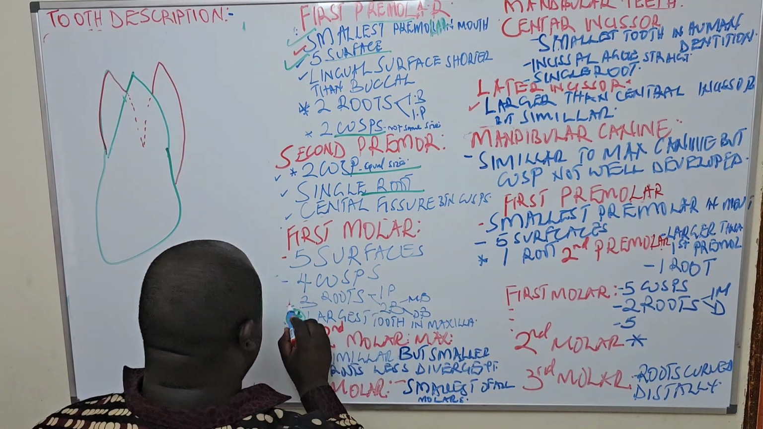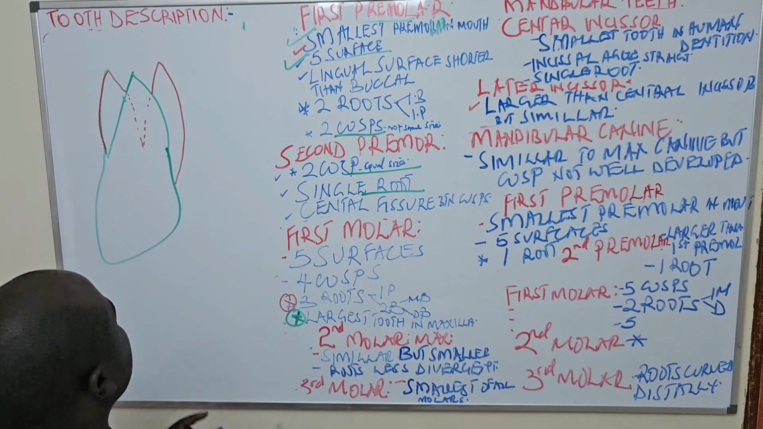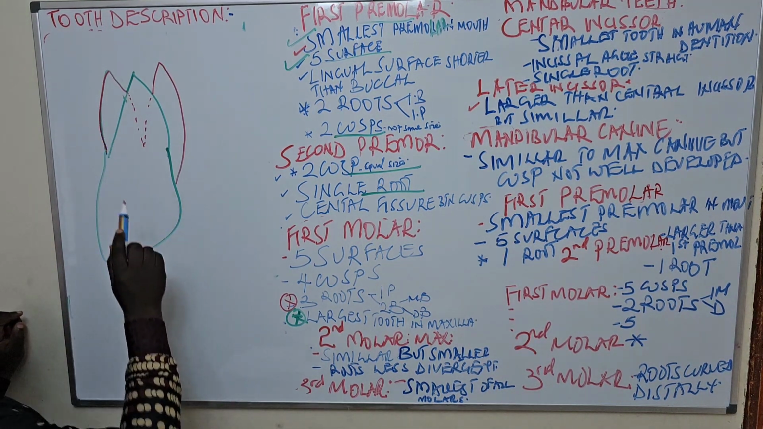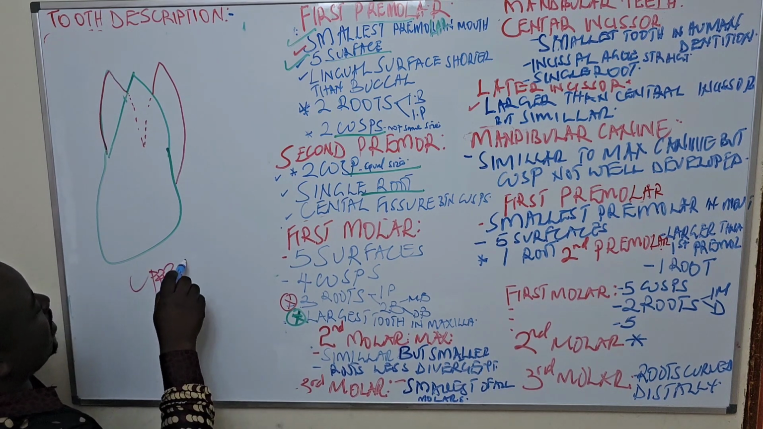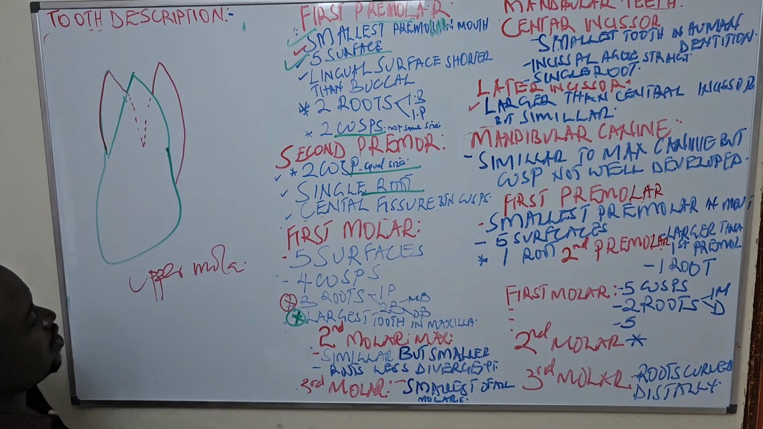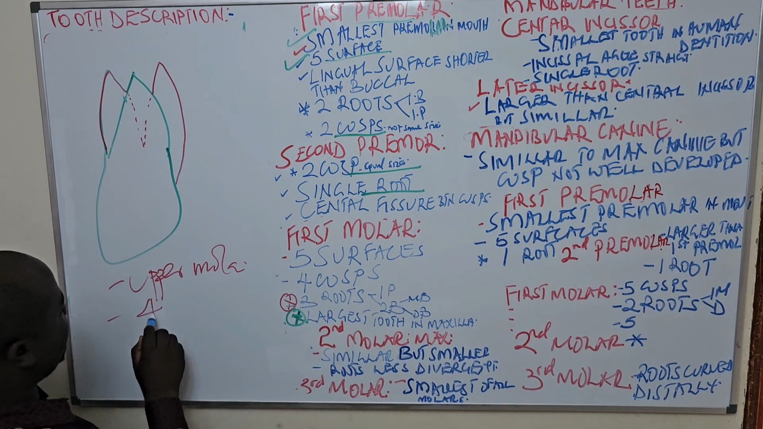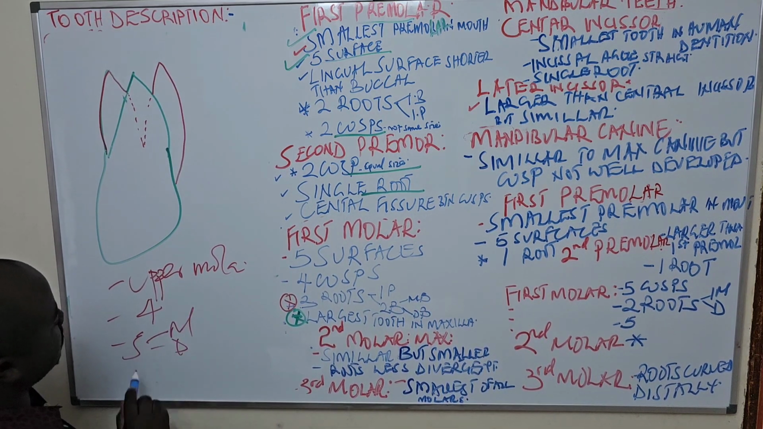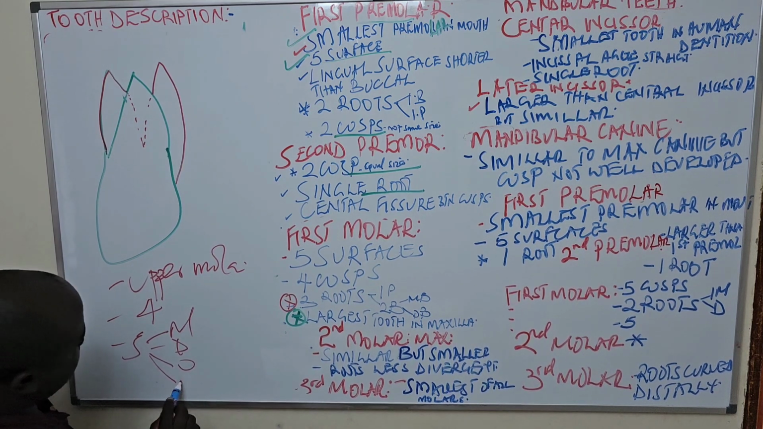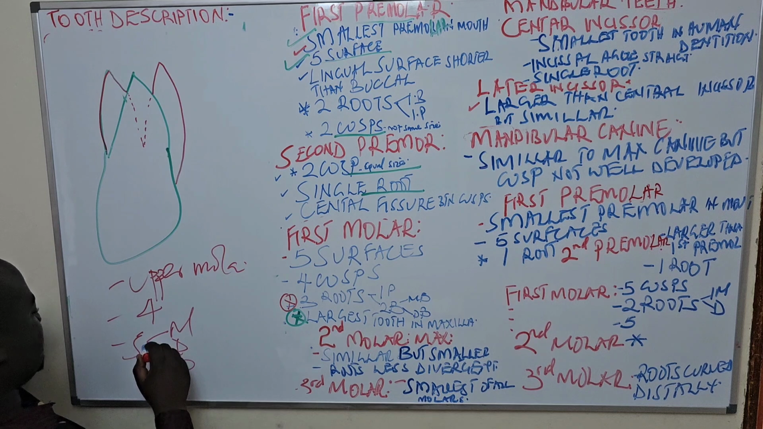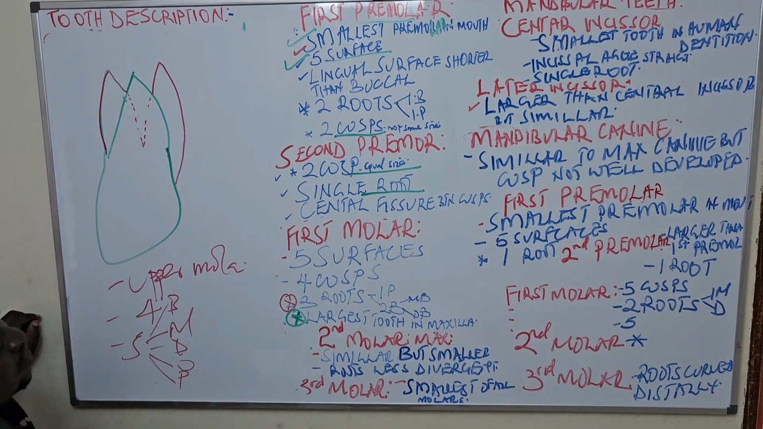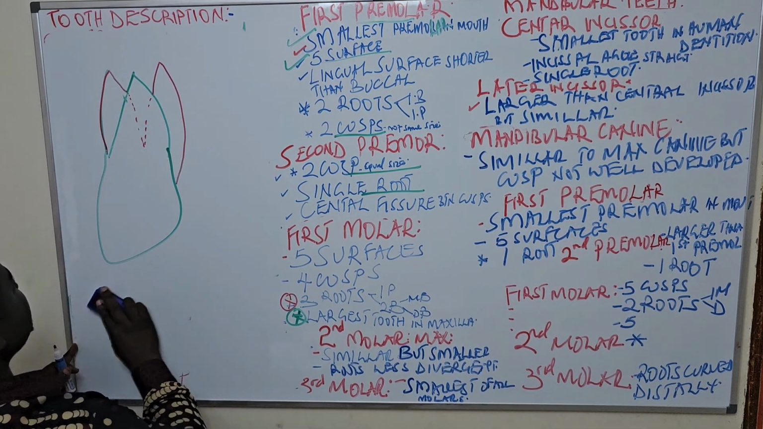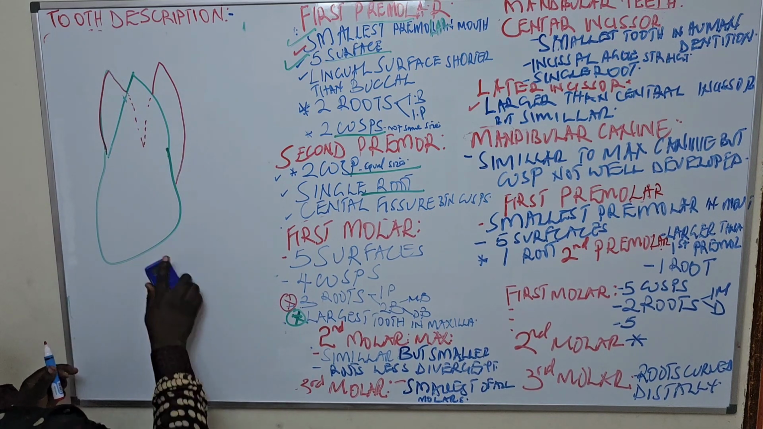This is a very important anatomical landmark. Sometimes you are presented with this tooth, but whenever you find a molar with 3 roots, you just know that is an upper what? An upper molar. The cusps are 4. Of course, surfaces are 5, because we shall have mesial, distal, occlusal, palatal, and buccal surfaces.